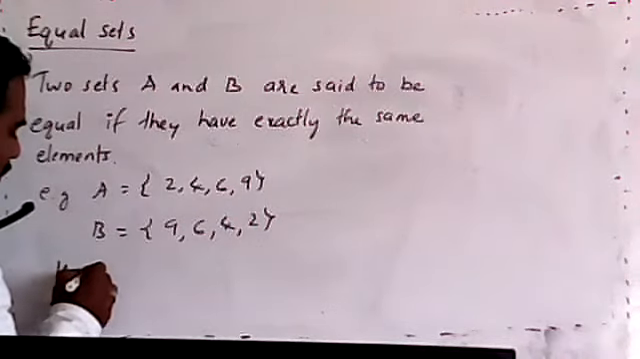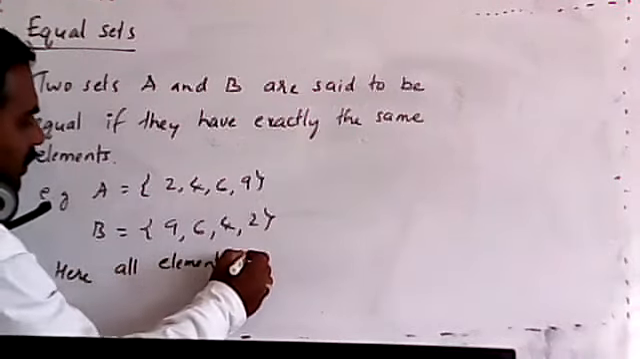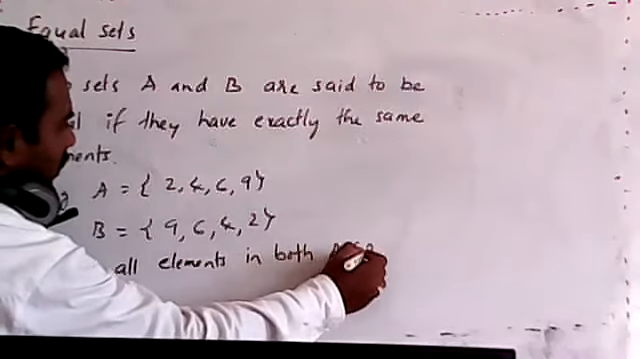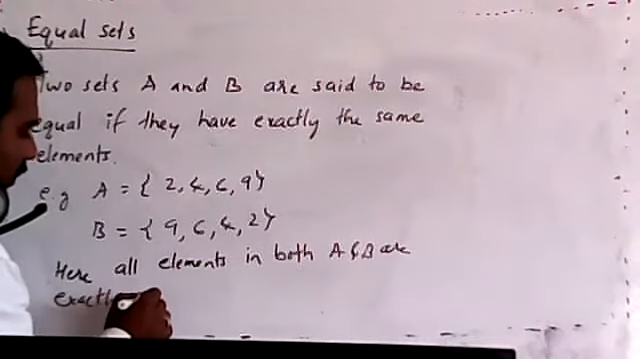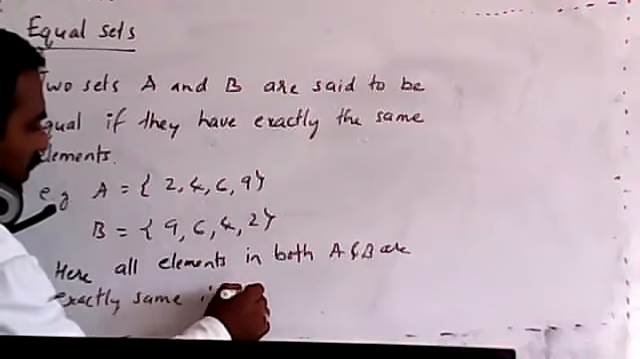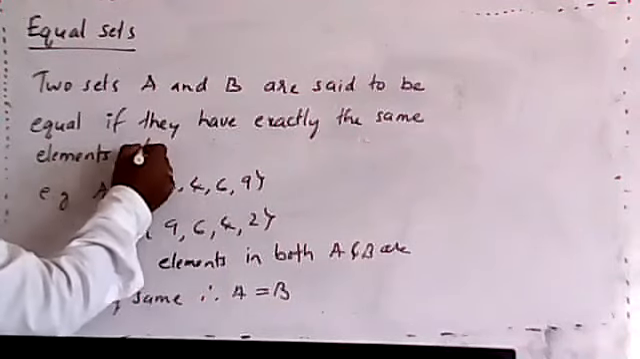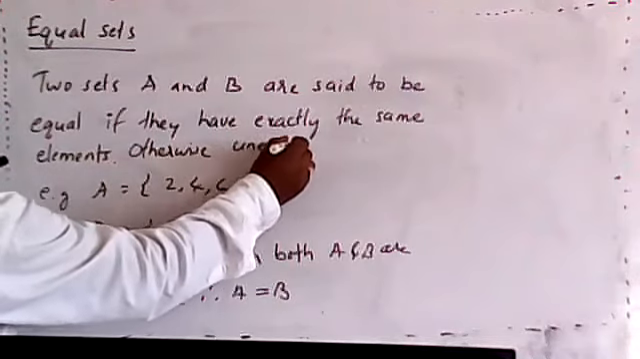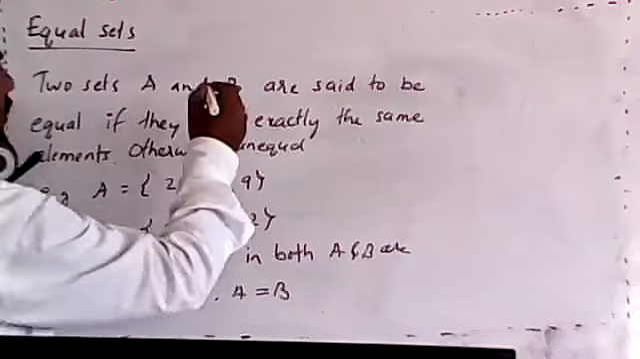Here all elements in both A and B are exactly the same. Therefore, I will say that set A is equal to set B. Now I will continue this definition: otherwise unequal. Otherwise unequal means what? If they are not exactly the same, then we call them what? Unequal sets. Let's see one example.